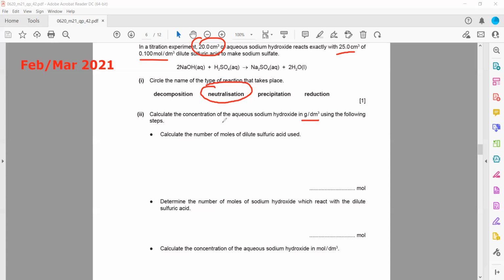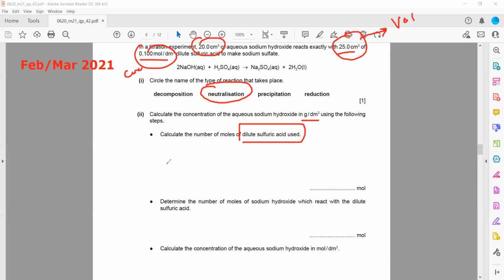You have to follow the steps to get the final answer. The first step: calculate the number of moles of dilute sulfuric acid used. As you can see in the question, we have the volume of sulfuric acid and the concentration of the sulfuric acid. So which formula should we use to get the moles? Volume into concentration.